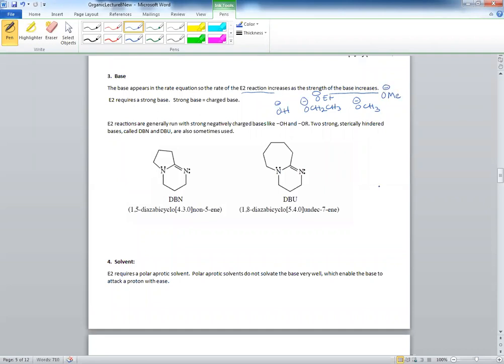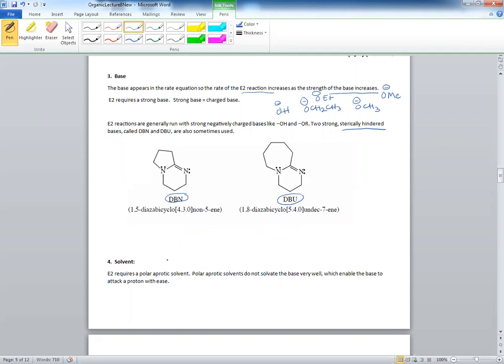So all of those are strong bases, but you can also have strong bases that are bulky, sterically hindered bases, huge bases. They have too much sterics. And these are examples, DBN, which has the following name right here, or DBU. So be aware of these two bases. If you see them, then you know you have an E2 reaction right away.